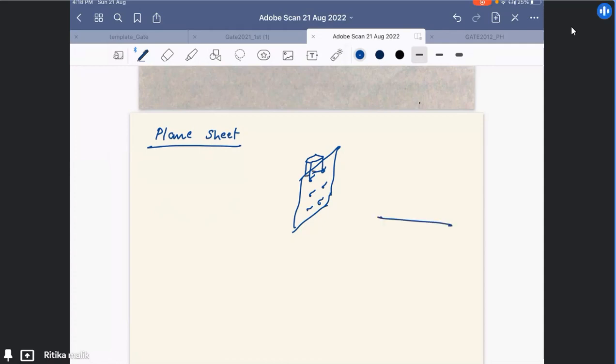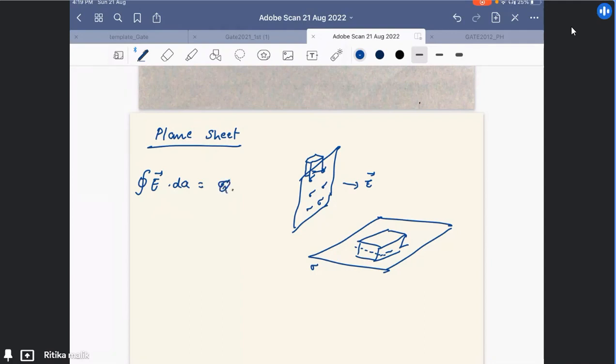So I will draw it like this. You have a plane sheet of charge and you want to create a matchbox kind of pillbox here. So this matchbox is half above the surface and half below the surface, with surface charge density sigma. So we have to calculate what is the electric field due to this infinite surface charge density. We are again going to use closed integral E vector dot dA equals Q enclosed upon epsilon naught. In this case, the width of this matchbox is always assumed to be epsilon and the area is assumed to be A. So only the upper surface and the lower surface are going to contribute, and the width part will not contribute since it has an infinitesimal width.